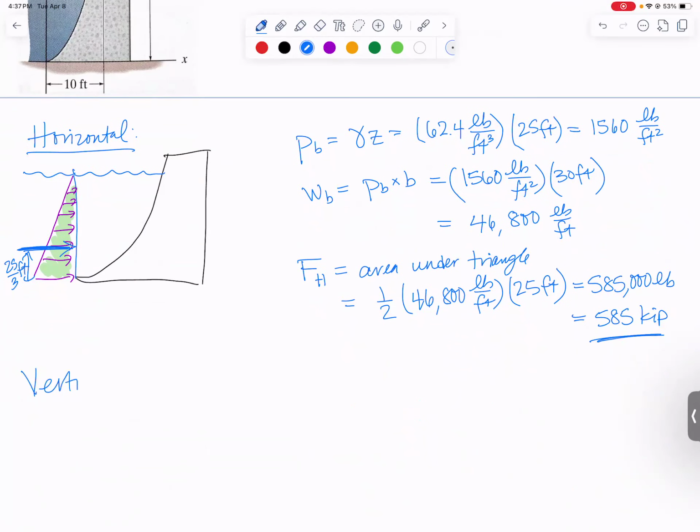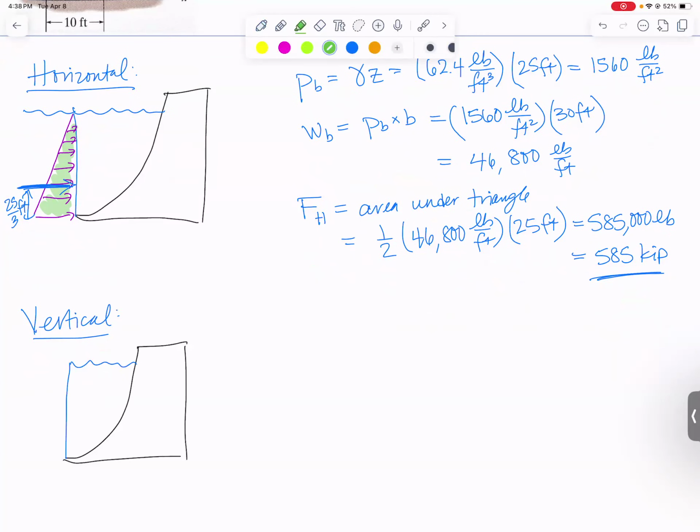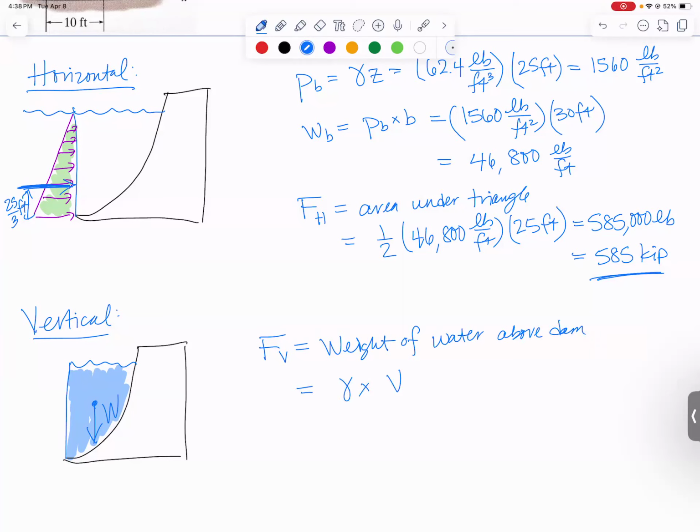Doing the vertical part. Now we're dealing with the weight of this water. So I need to figure out how much this water weighs, and that will be my vertical force. So the vertical force is the weight of the water above the dam. Well, that's going to be gamma times the volume of water. Gamma is 62.4 pounds per cubic foot. And then volume is going to be area times how far it extends into the page.